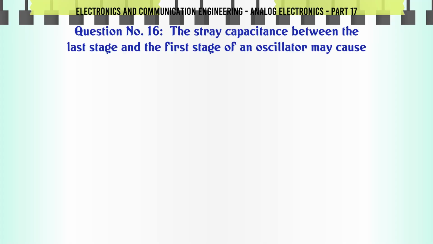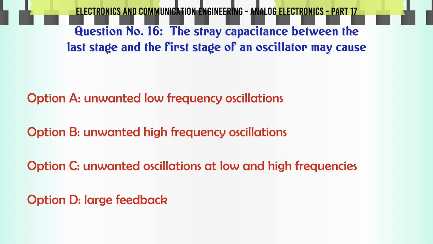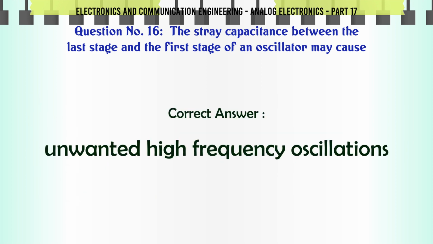The stray capacitance between the last stage and the first stage of an oscillator may cause A. Unwanted low frequency oscillations. B. Unwanted high-frequency oscillations. C. Unwanted oscillations at low and high frequencies. D. Large feedback. The correct answer is unwanted high-frequency oscillations.